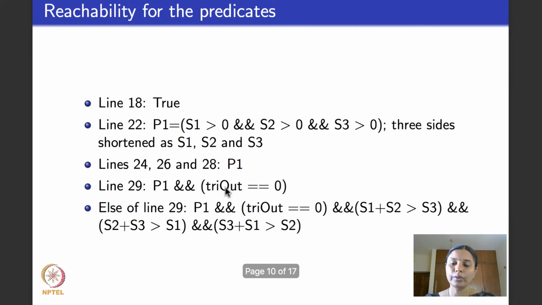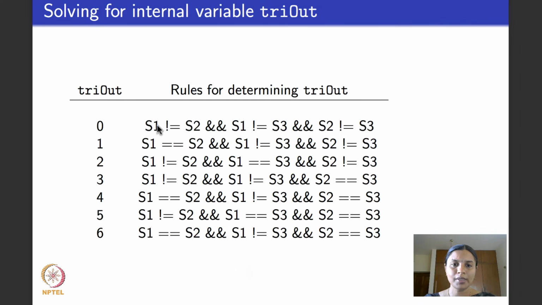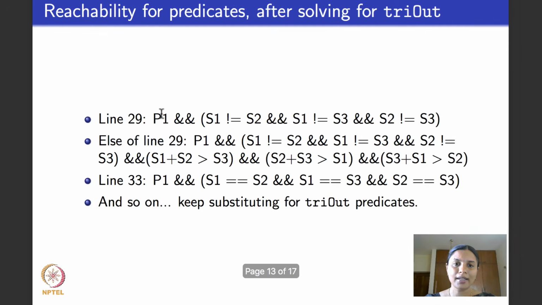Now what I do is I go back and take this predicate in line number 29. It says P1 and tryout is equal to 0. So for tryout to be 0, this is the condition that I have written out. This is the condition for reachability and controllability for tryout to be 0. So I take that and substitute it back here. Now what have I achieved?